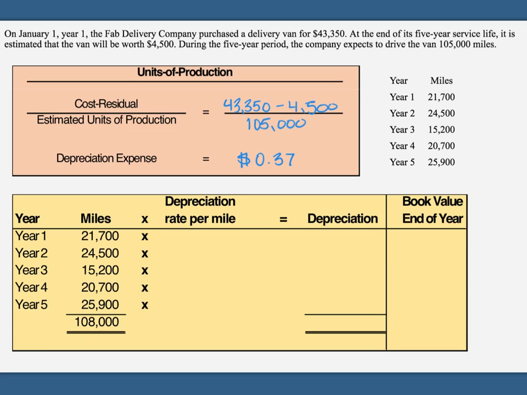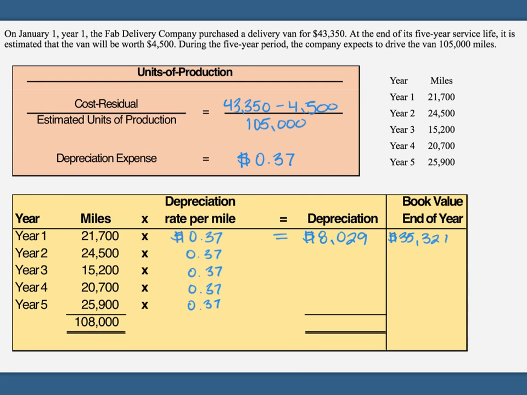So that's what we're going to multiply by the total miles each year. We're also given in the problem the number of miles driven each year. So we'll multiply that by our 37-cent rate to get our depreciation for that year. So let's go ahead and plug in our 37 cents here. So in year 1, we'll take our 21,700 miles, multiply it by 37 cents, and we'll get a depreciation for that year of $8,029. We subtract that from our beginning book value, which was 43,350, and that's going to give us an end year 1 book value of 35,321.